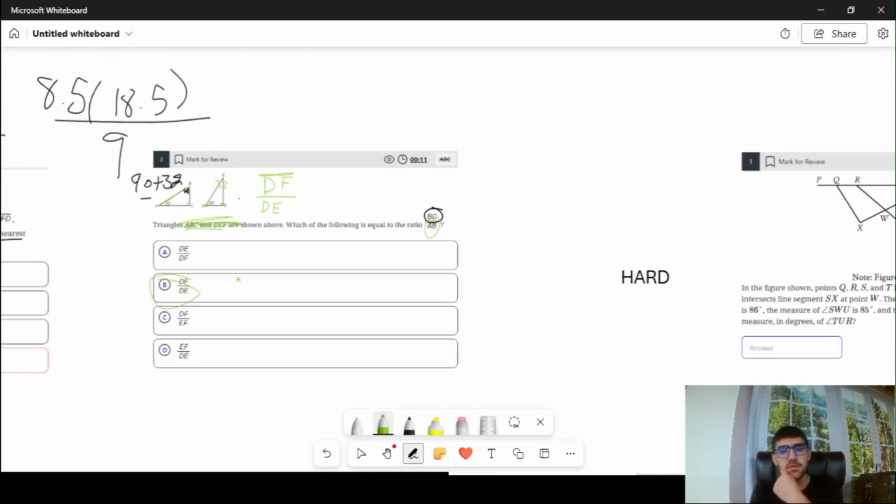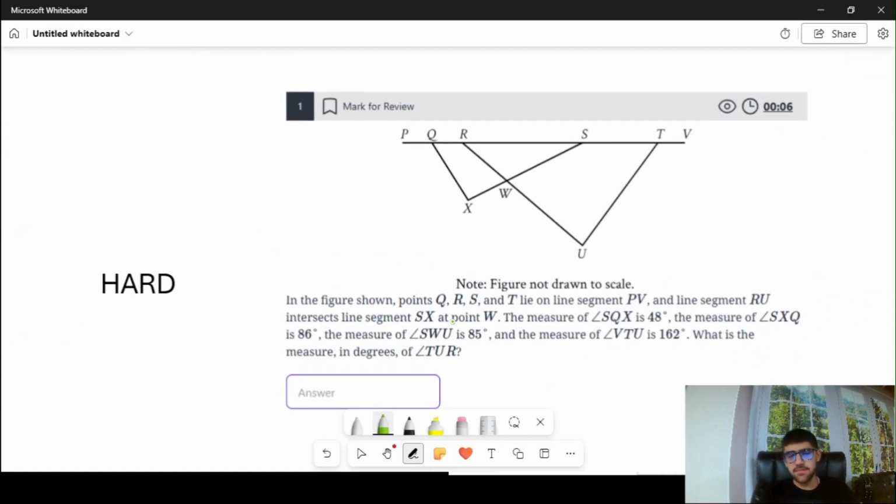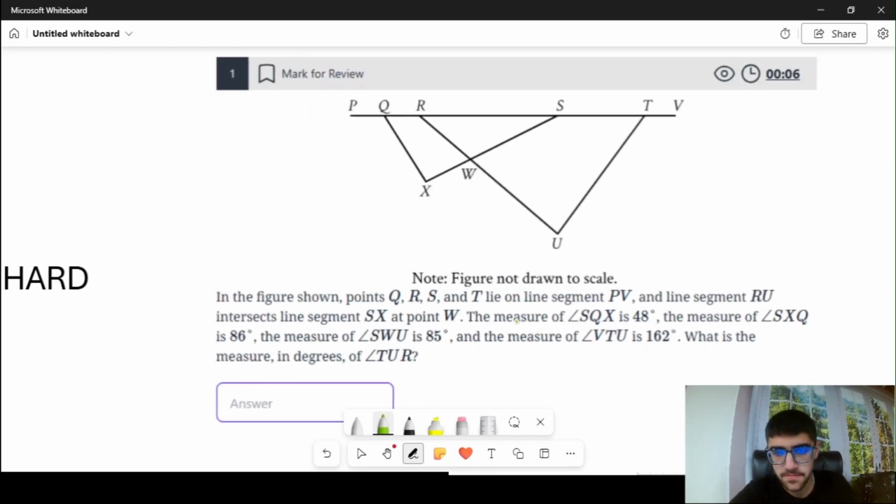And so that is it for the medium questions. Let's move on to the final hard question. For the hard question, it's mostly the same thing as the other problem. It's just more work. Well, it's not more work, but it just includes more information. So it might be overwhelming for some people.